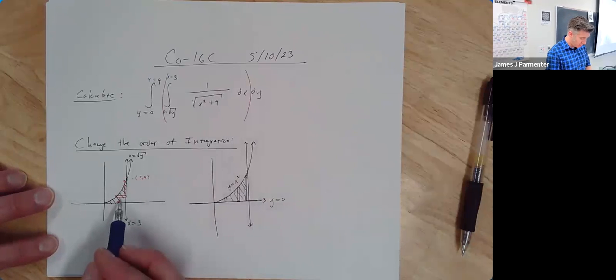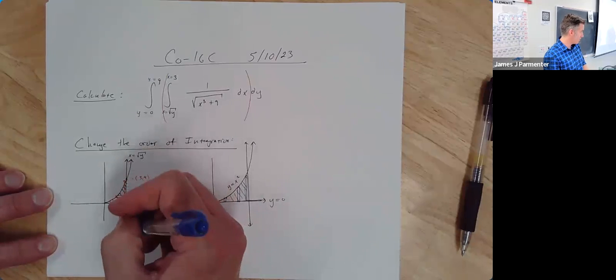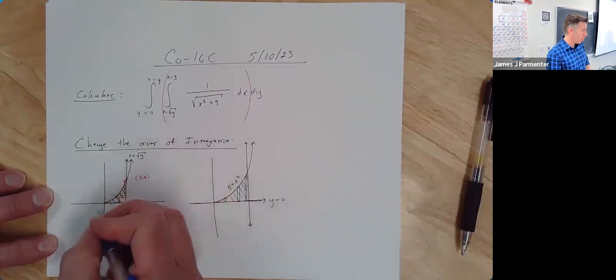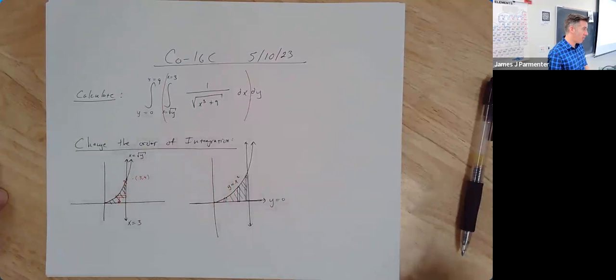Just like over here, when I draw the horizontal strip, the right-hand boundary was always x equal to 3, no matter how high or low the strip went. And the left-hand boundary was always x equal to the square root of y, no matter how high or low I went.